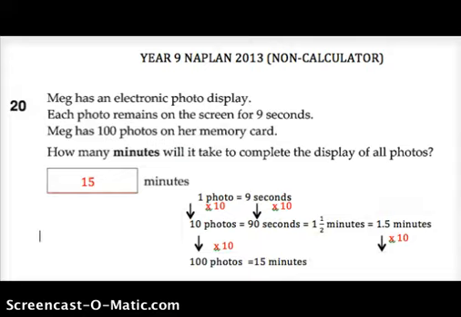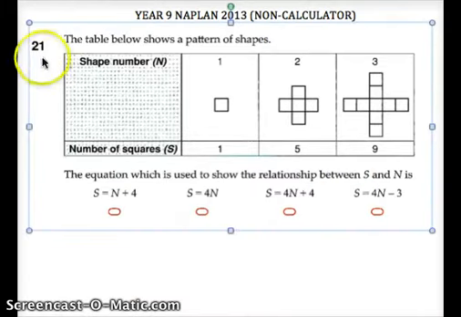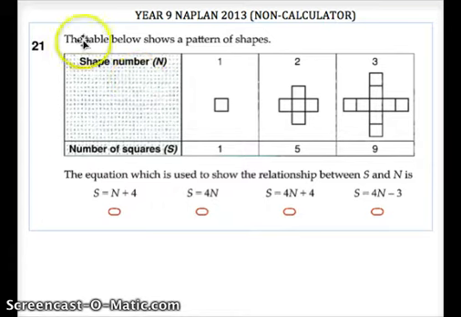Now for question 21 of the 2013 non-calculator paper. The table below shows a pattern of shapes, and we can see we've got 3 shapes there. Shape number is represented by the pronumeral N, and number of squares is represented by the pronumeral S. Notice we've only got 1 square here, so S is 1.